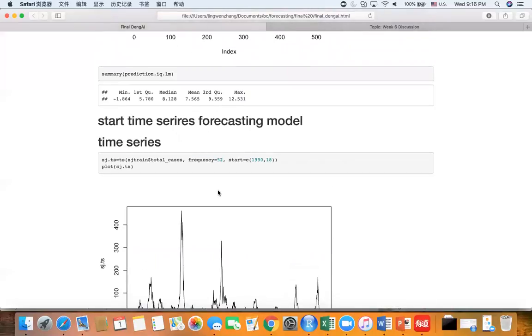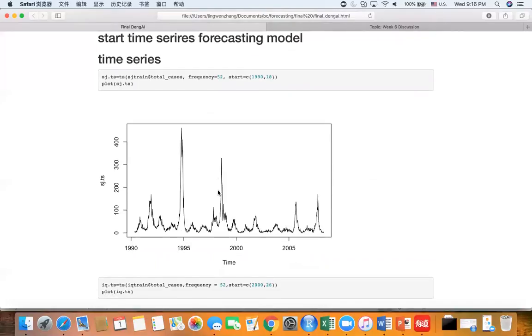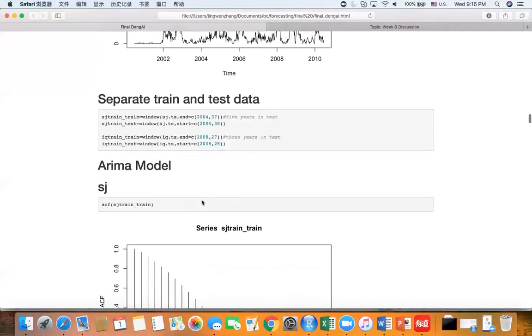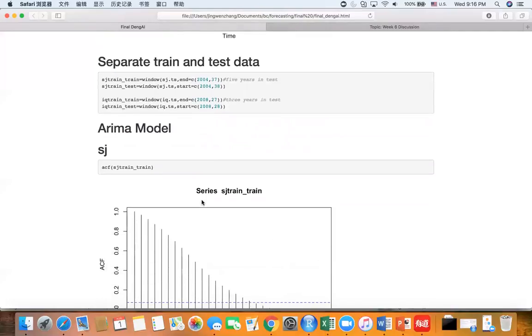Okay, so next, we're gonna start the time series forecasting model. To make the forecasting model, frequency 52 weeks, and then start with 1990 and then week of 18. So next I'm going to separate the train and test data. Since it requires us to have the test data set for San Juan for 5 years and then Iquitos for 3 years. And that's how I separate them.